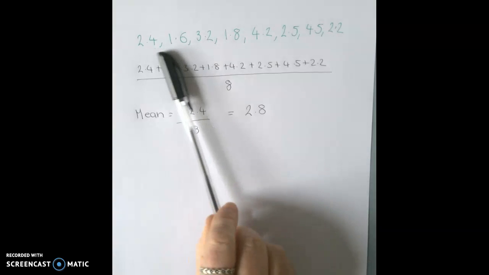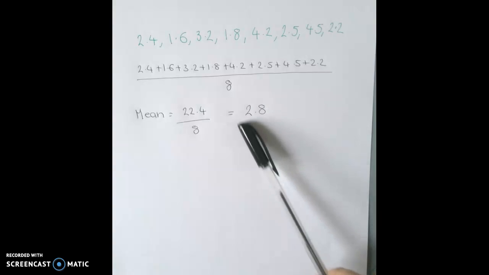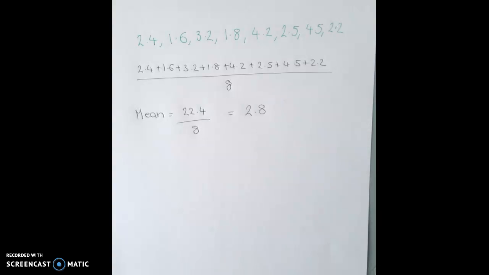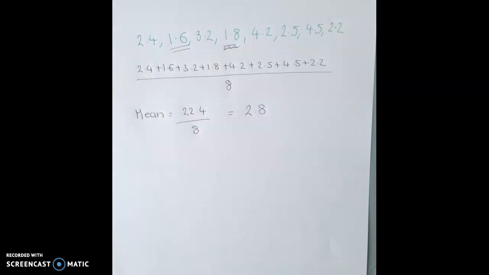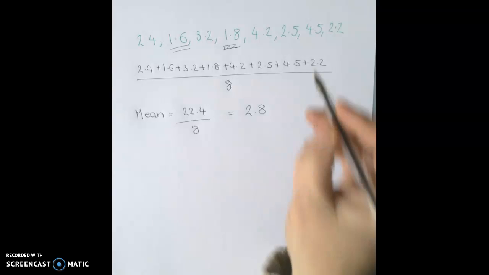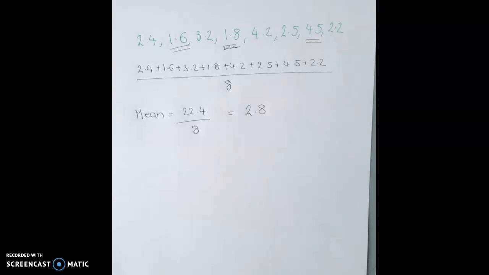And we can look at our data set and think, is 2.8 representative of the data that we have in there? Well, our lowest value is this one, 1.8. No, it's not actually. It's 1.6. And our highest value is 4.5. So 2.8 is roughly in between 1.6 and 4.5. You could work that out exactly if you'd like to, but it's always good to question your answer and whether it fits in with the data and whether it makes sense.